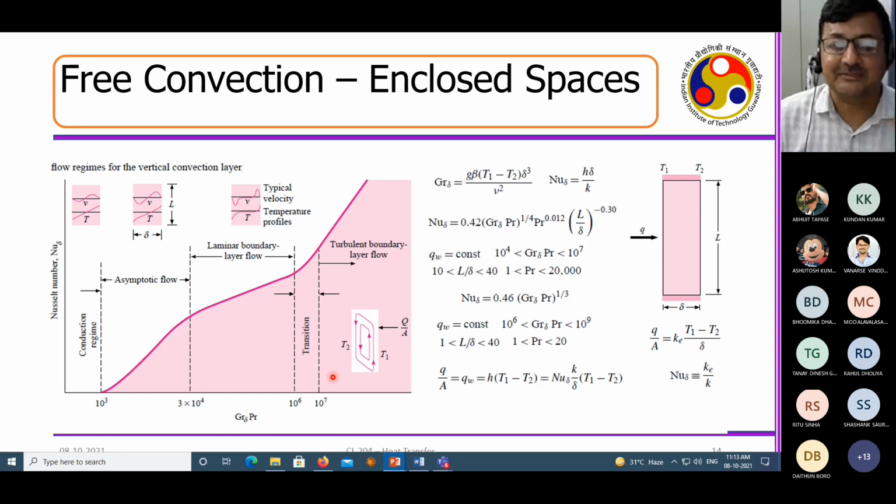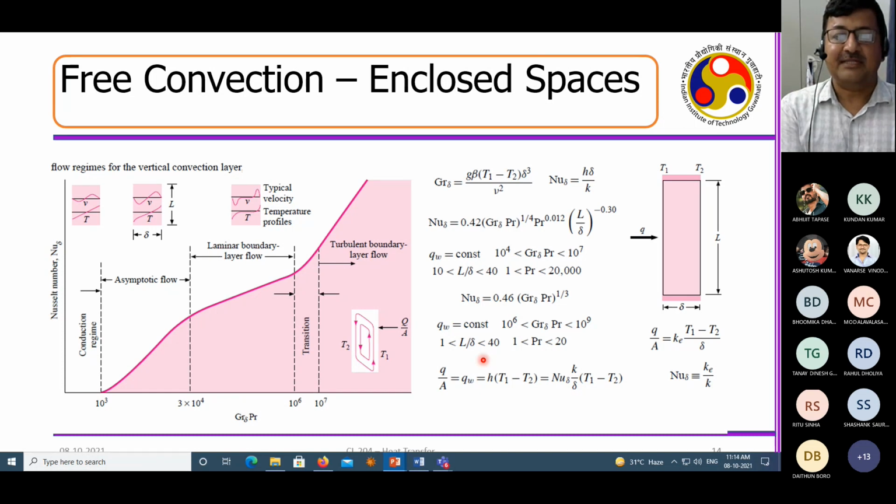Whereas what we saw in case of forced convection, what was the transition point for Reynolds number? Can anybody remember? We did so many problems, right? During last Monday. You remember what was the Reynolds number for enclosed spaces for transition for forced convection? 5 into 10 raised to 6. That was for a flat plate, right? These are enclosed spaces, correct?